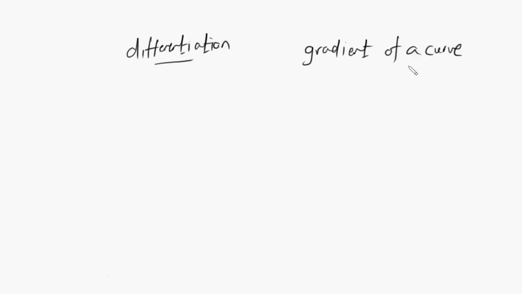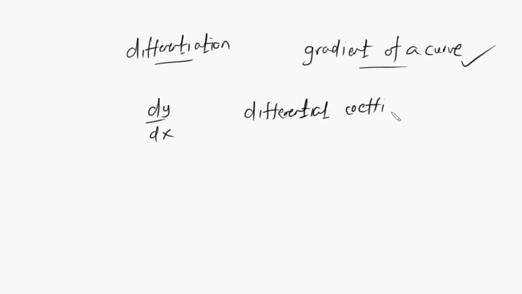Okay? It's just the process of finding the gradient of a curve. The differential coefficient is just the gradient of a curve at a given point. Okay? Refer to tutorial 1. It's just the gradient of a curve at a given point.